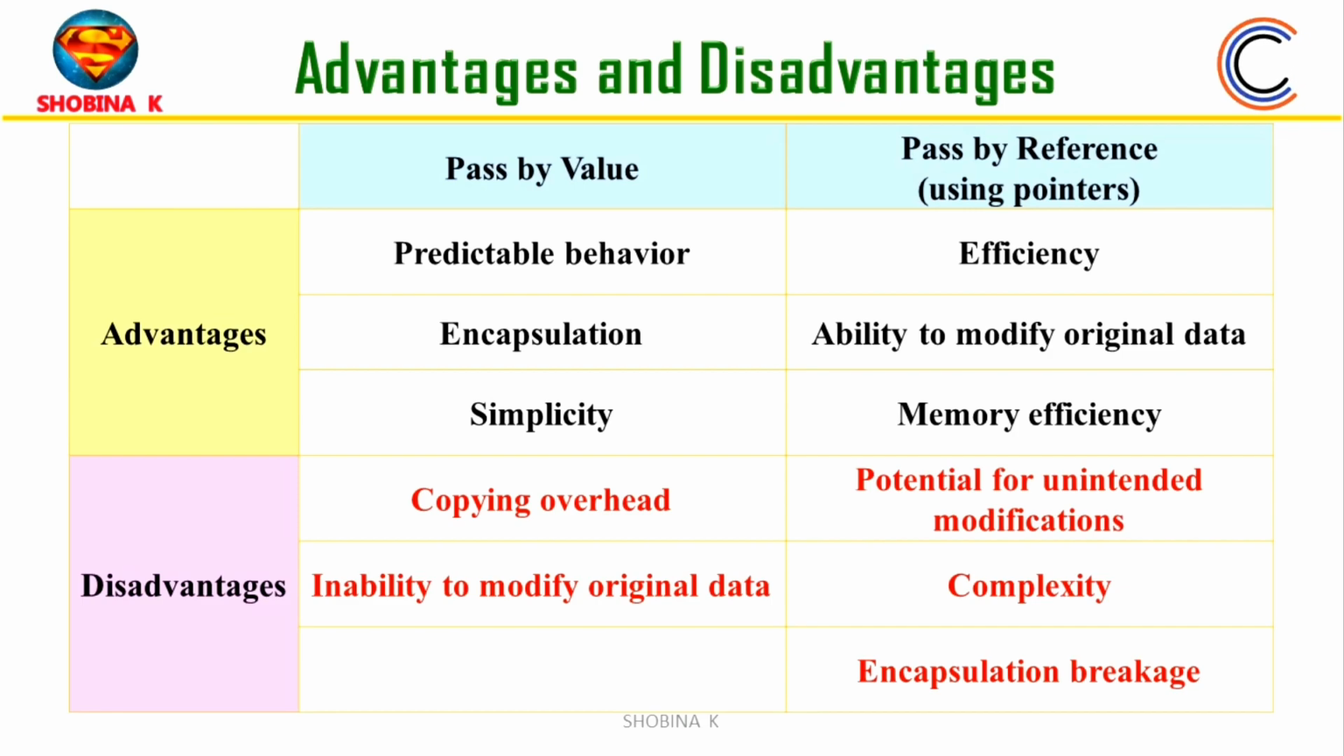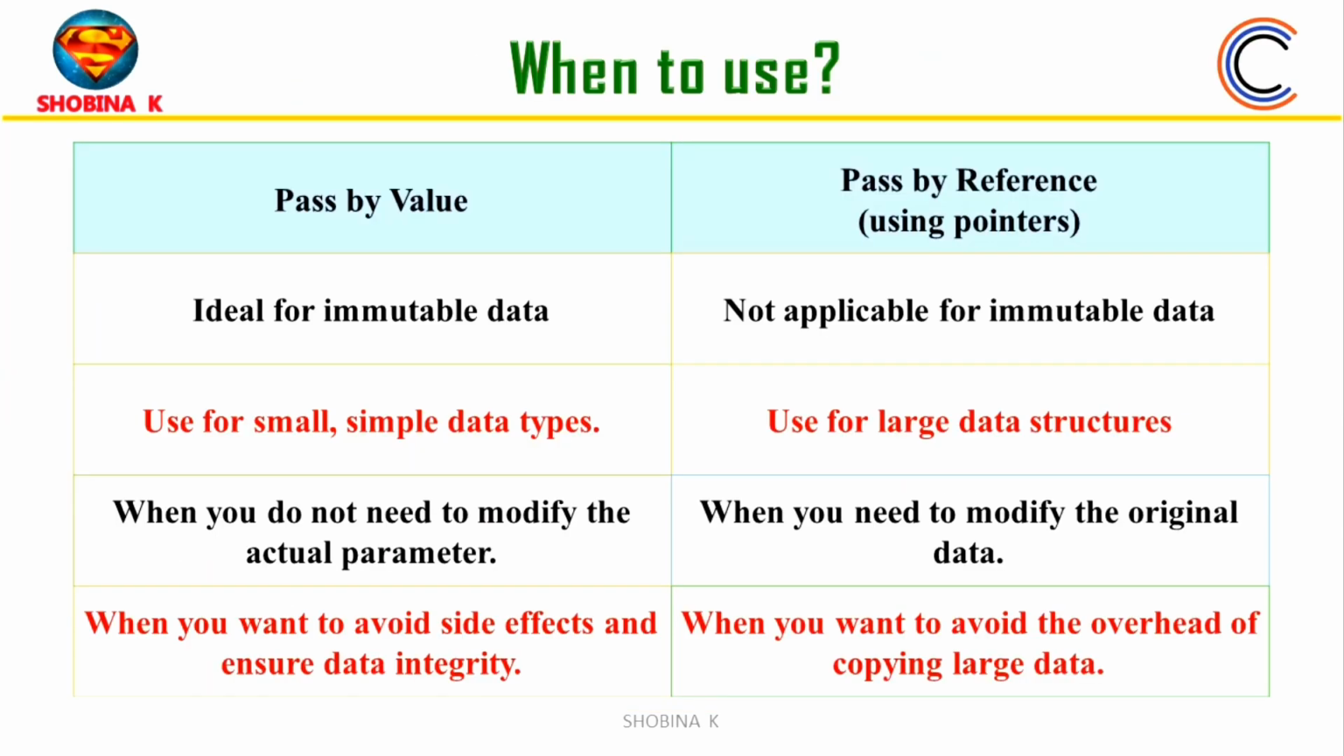Now talking about the disadvantages of pass by reference, potential for unintended modifications. That is, functions can accidentally change the original data, which will lead to bugs if it is not carefully managed. And then complexity, because pointers can be difficult to work with and error prone. And next, encapsulation breakage. The direct access to the original data can break encapsulation, which makes it harder to manage and debug code. Now let's move on and understand when to use pass by value and pass by reference in C.